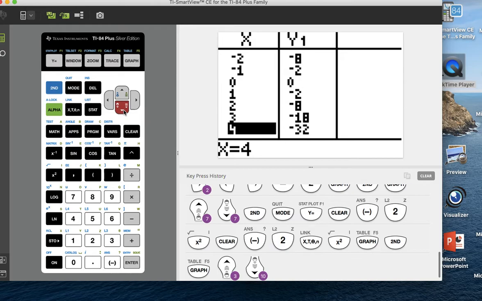All right, hopefully you're getting really good with your calculator. Here's another skill, and there will be more later on.